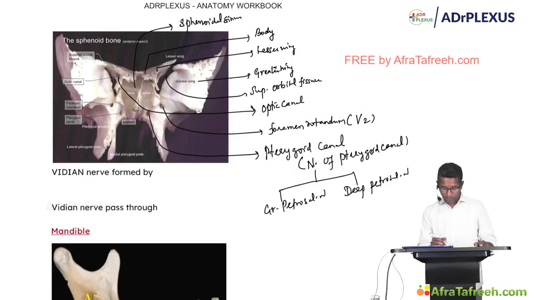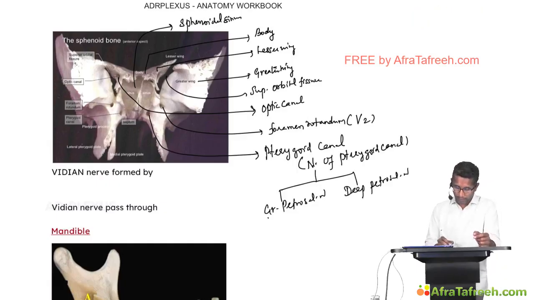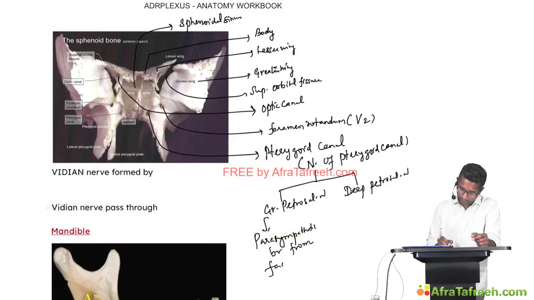What is this greater petrosal nerve? The greater petrosal nerve is a parasympathetic branch from the facial nerve.